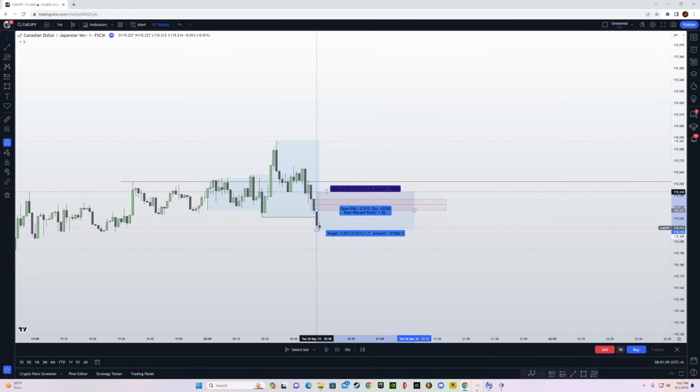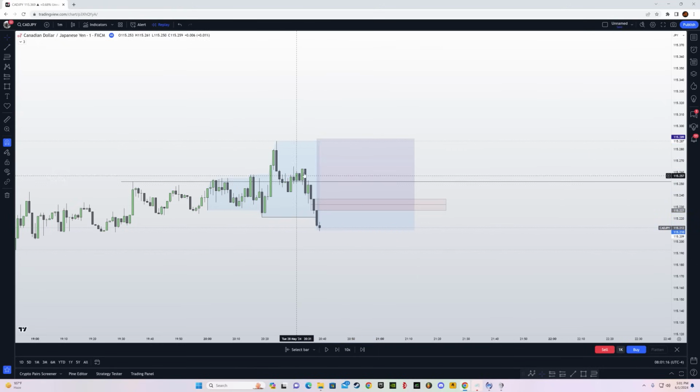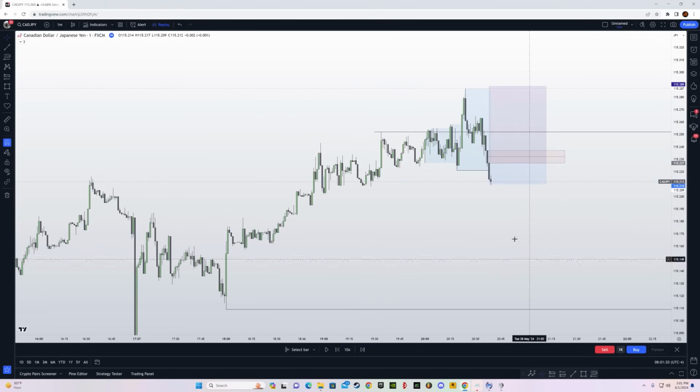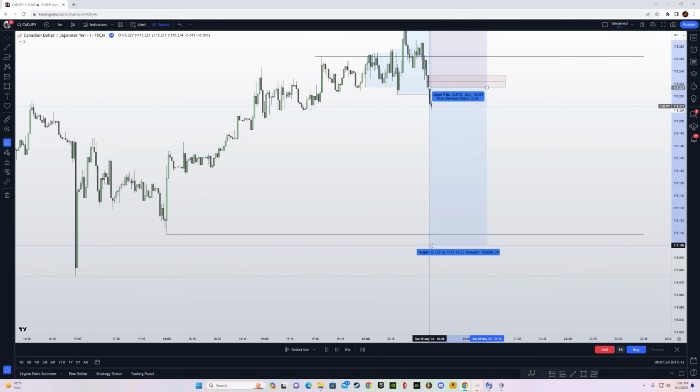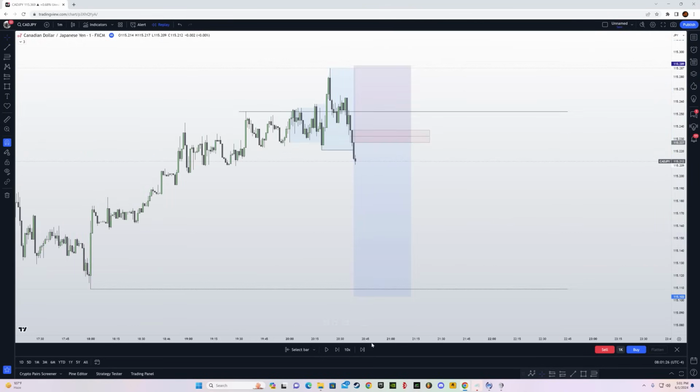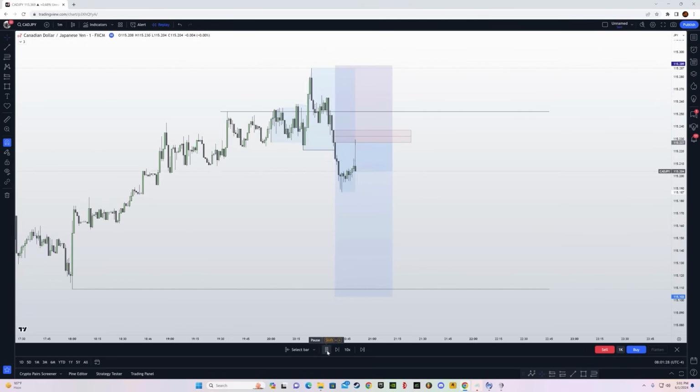Don't be greedy and put your stop somewhere around here, because spreads are going to take you out, especially because we're taking trades on the 1 minute time frame. So make sure you always put your stop above the swing high and swing low. We're going to target this, or at minimum 1 to 2 risk to reward. So let's see how this plays out.